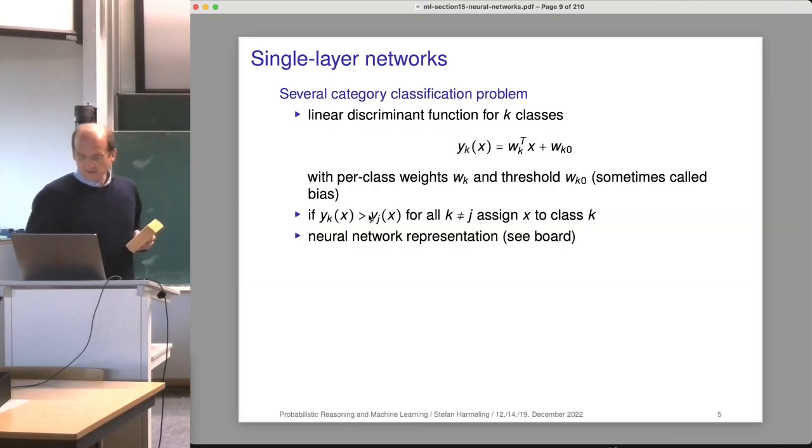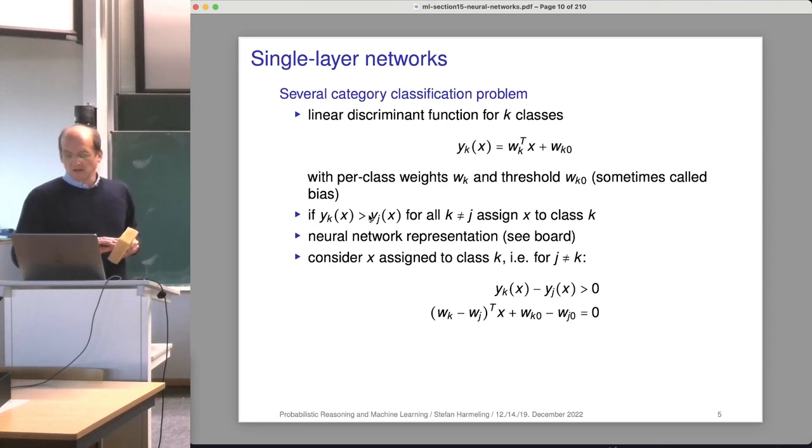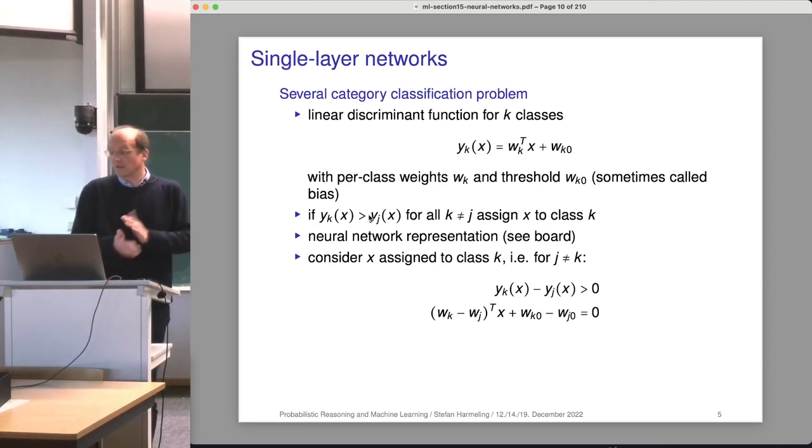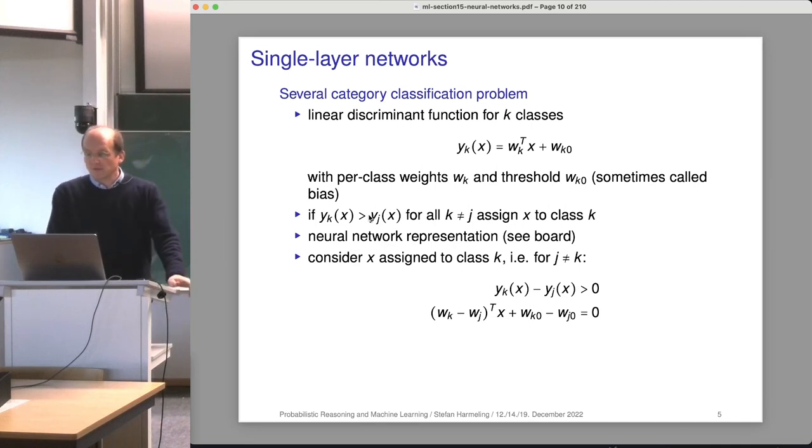Okay, so far so good. And now let's look at it in more detail. What are we computing now? So suppose we are assigning X to class K. So for all classes that are not K, the y sub K was the largest one.